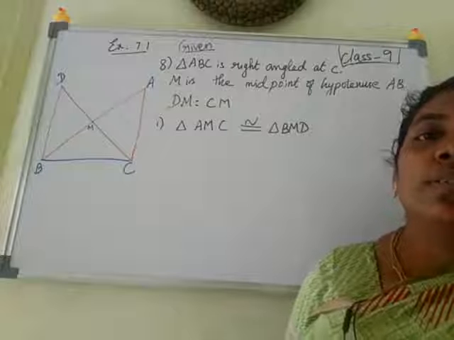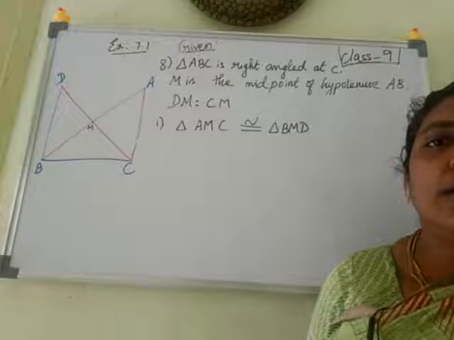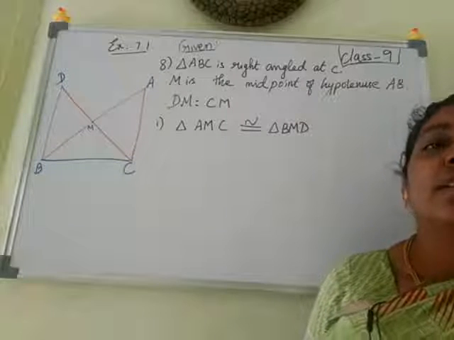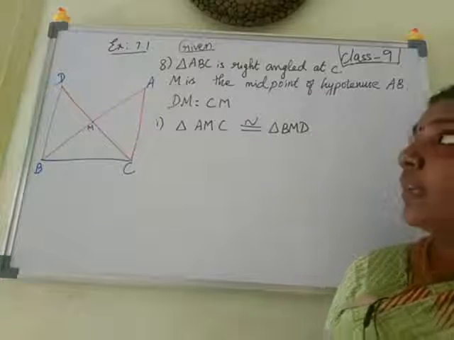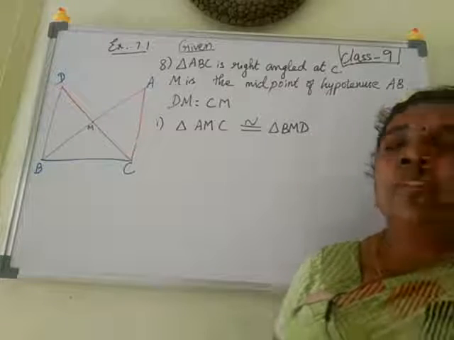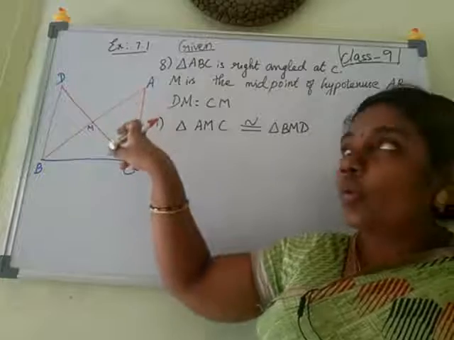Today we are going to discuss class 9 chapter 7, that is triangles. In this triangles exercise 7.1, the very last sum, the 8th sum, I have written just the given things here.